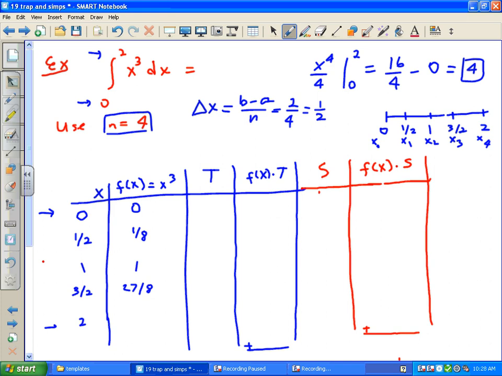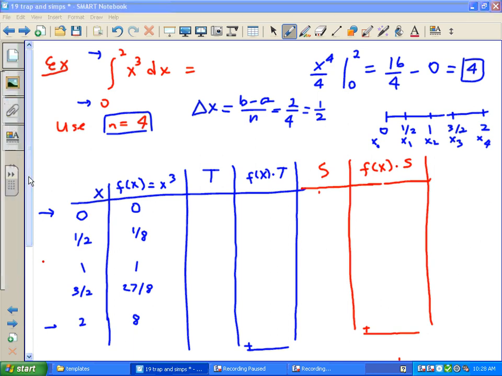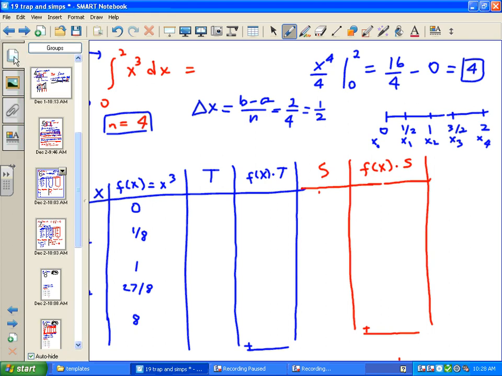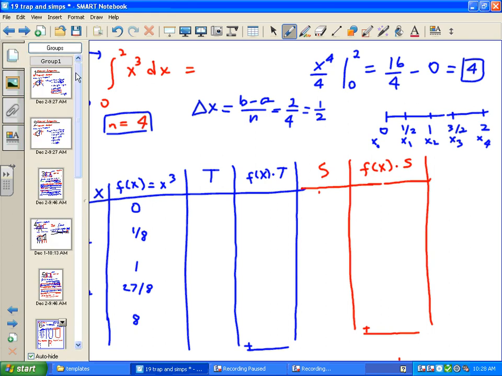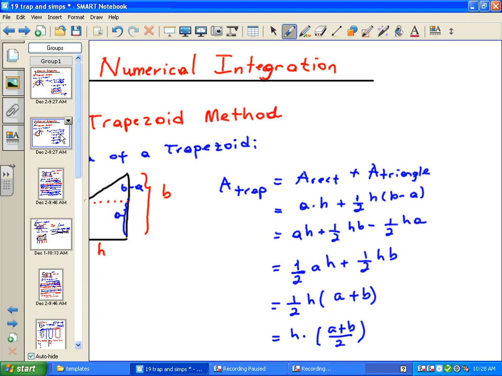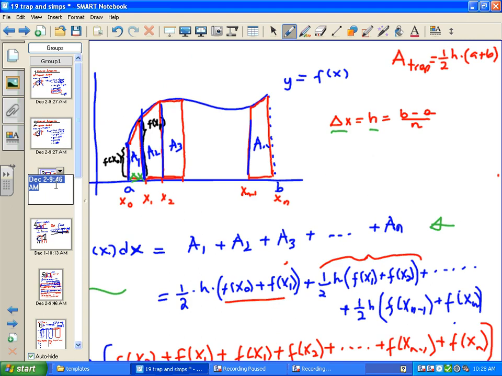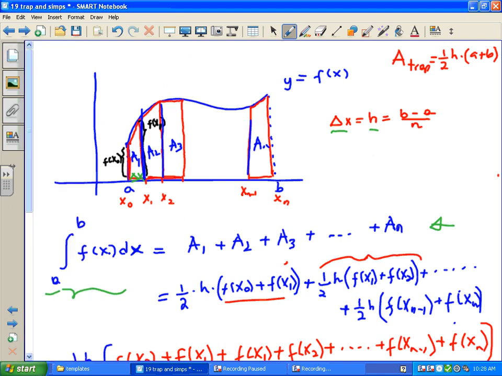And plug 2 into x cubed. Okay, do we all have the same values for the f of x column? So we took the partition points and we plugged them into f of x. If we look back to the formula for a moment, what we have just determined is basically these heights. This height, f of x sub 0, this height, f of x sub 1, and so forth. Okay, we just determined those heights.